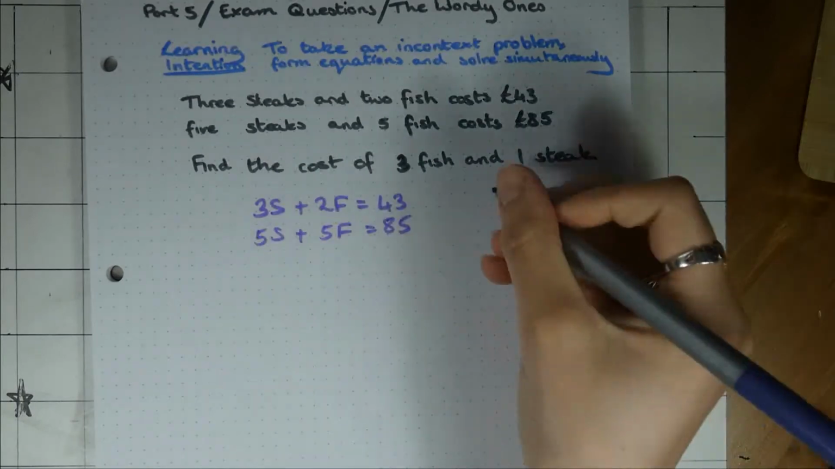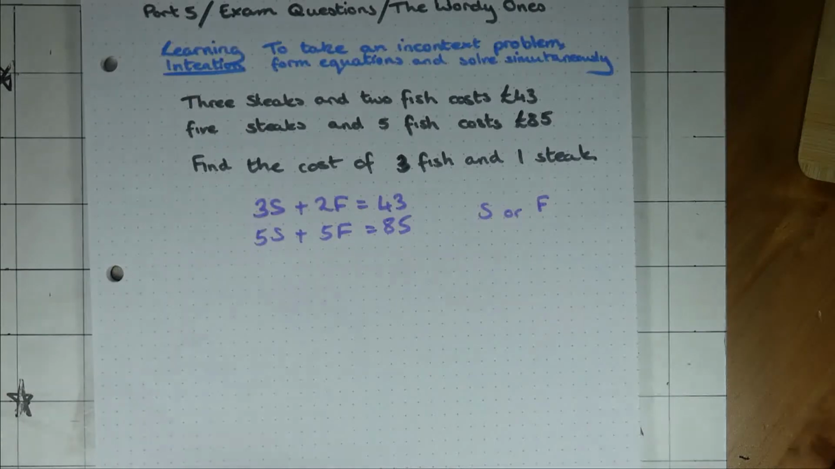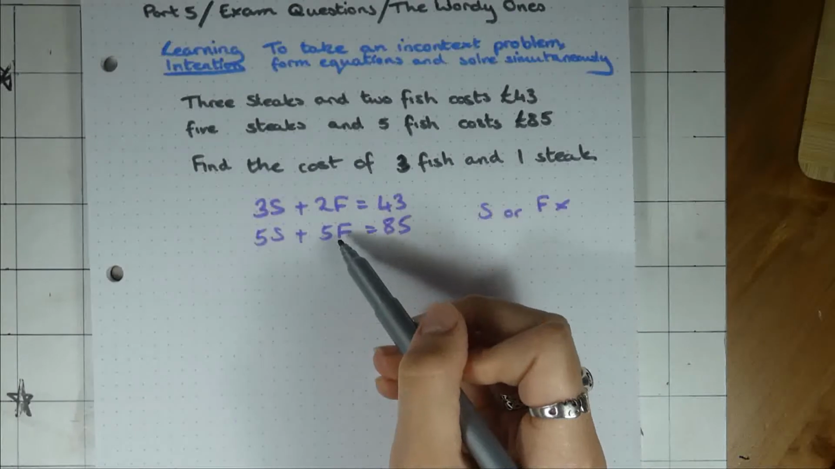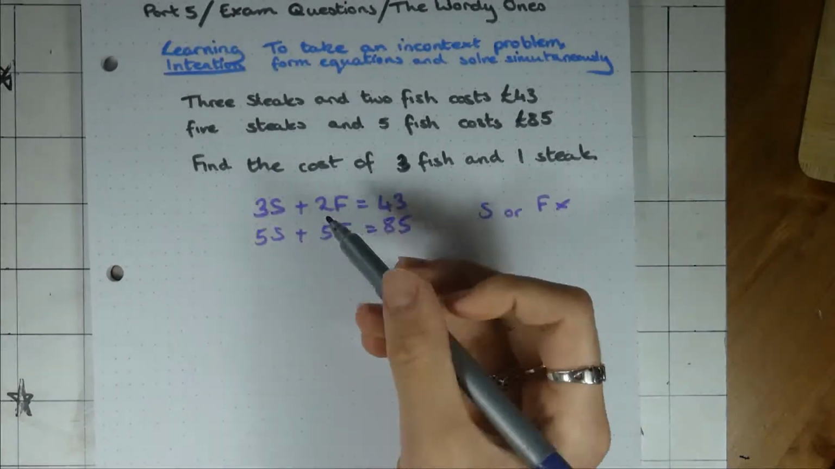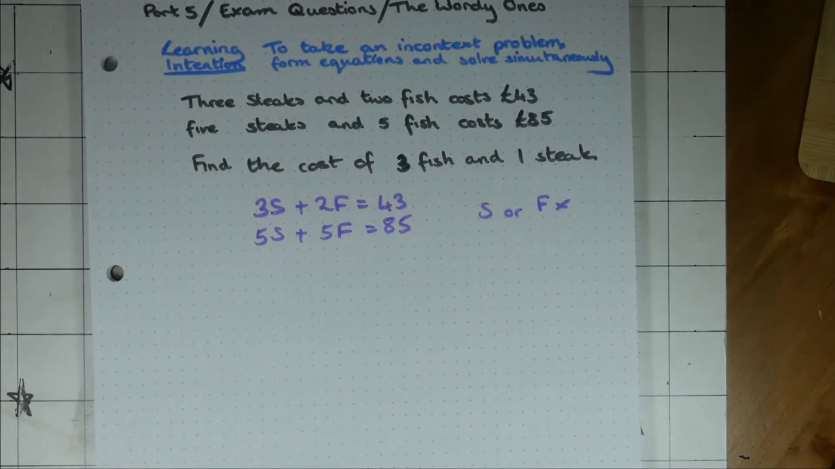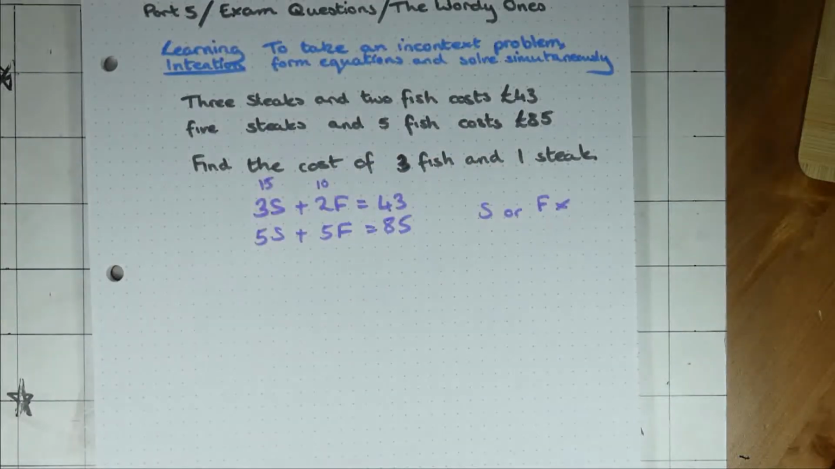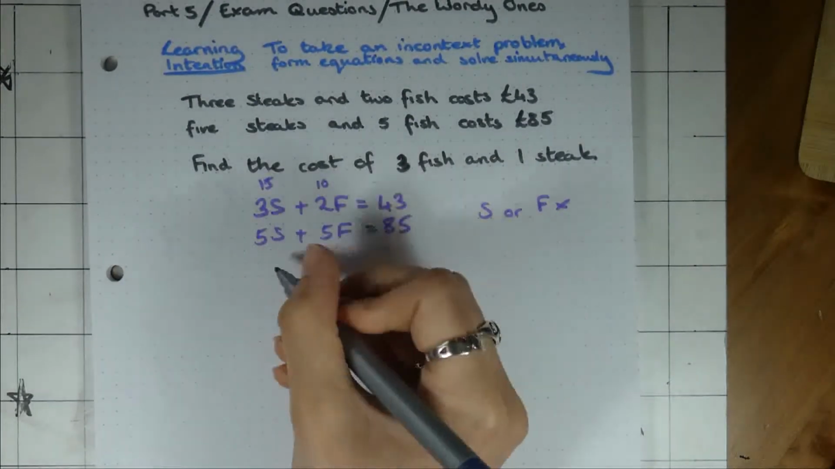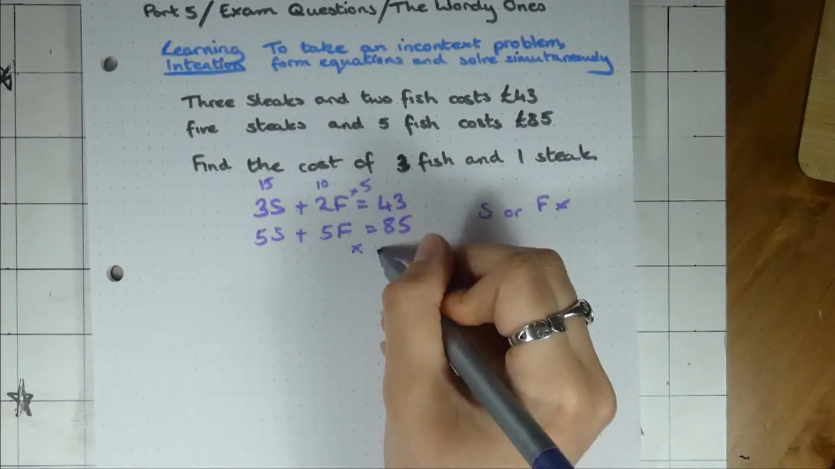Step 2. Do we have the same coefficient in front of S or F? And the answer is no. We don't have either the coefficient in front of S or the coefficient in front of F being the same. So we're going to have a look and we're going to go for the lowest common multiple. 5 times 3, 15. We don't want that because 2 times 5 gives us 10. So we're going to force F, the coefficient in front of F, to be the same. How do we make 2 into 10? We times 5, we times 2.